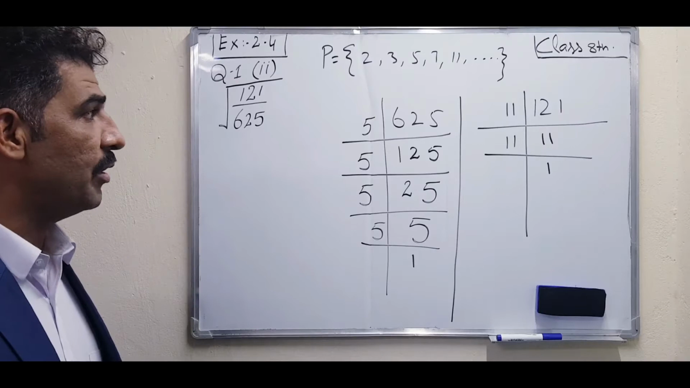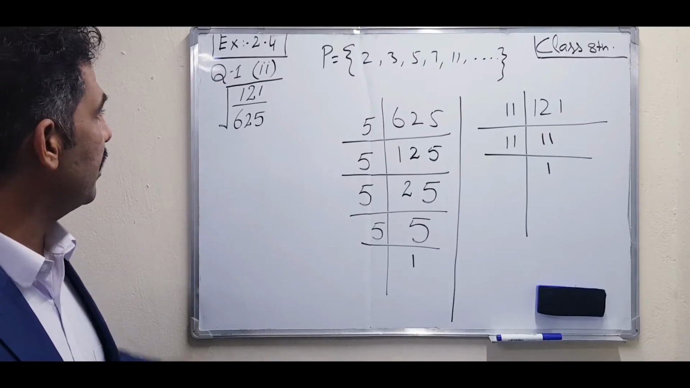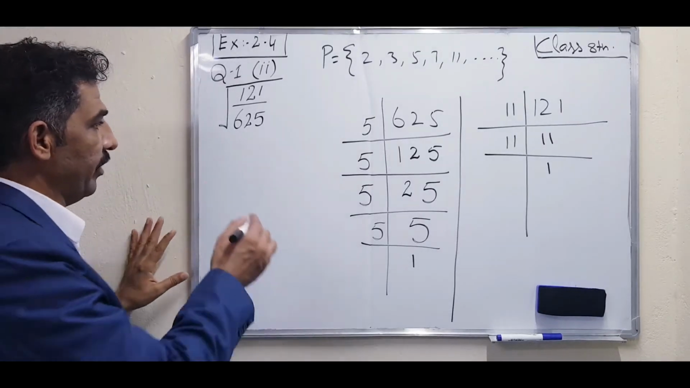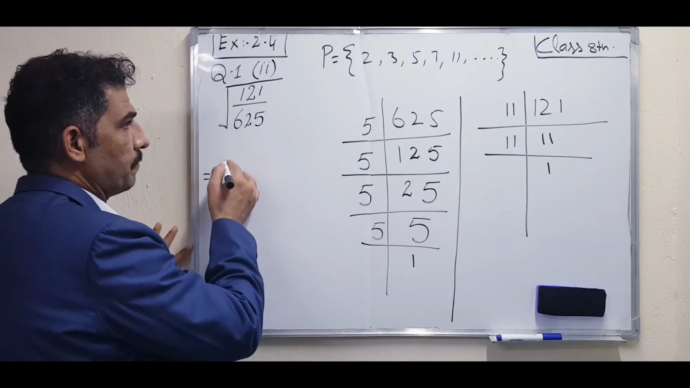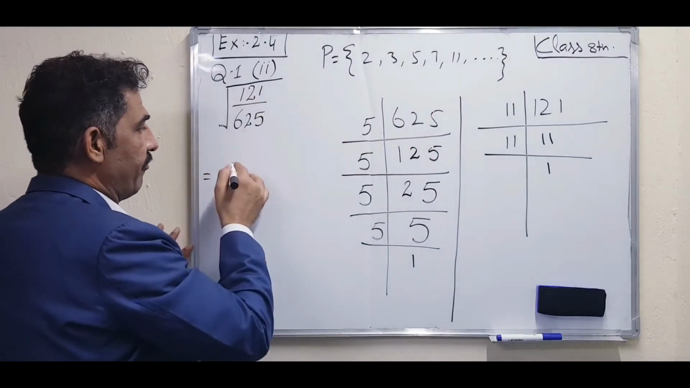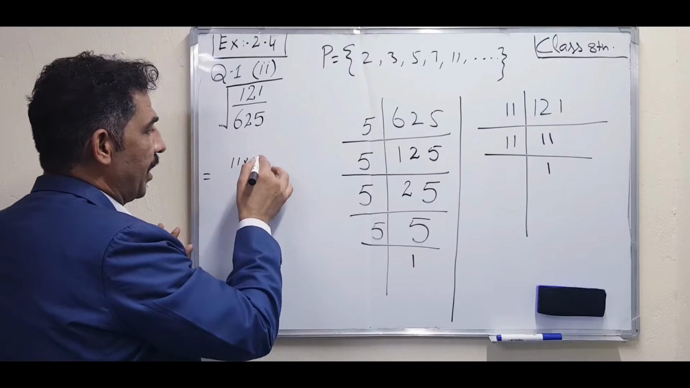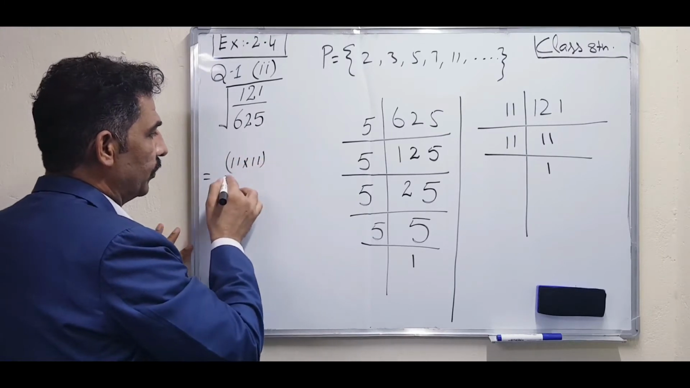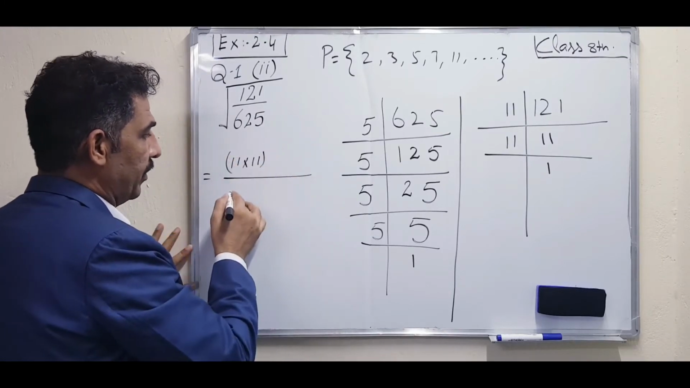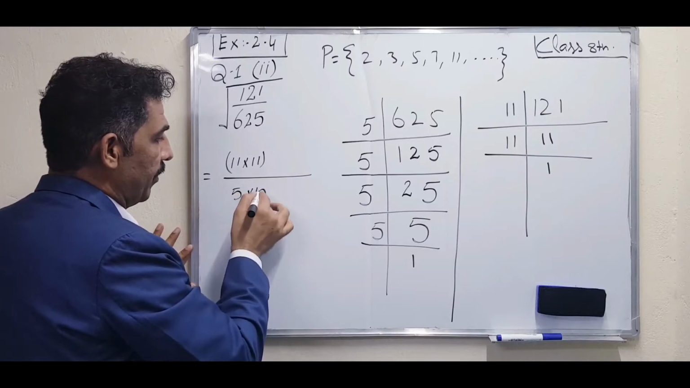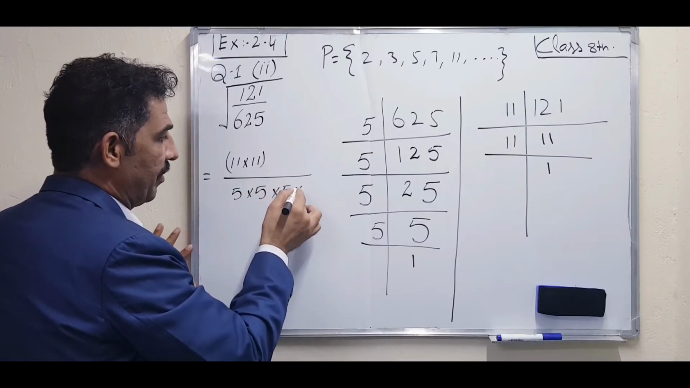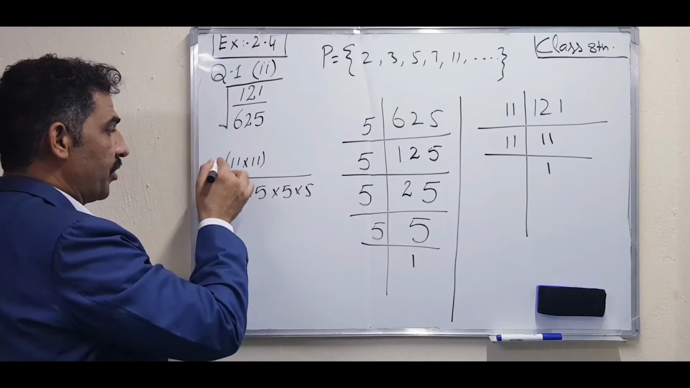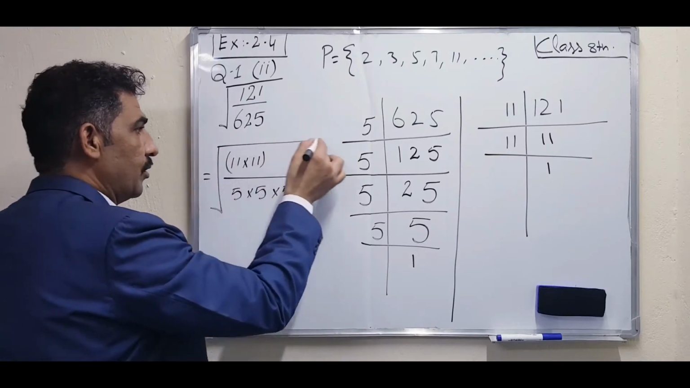We have found the factors. These are the prime factors. We have to put their values in the square root. 121 is 11 multiplied by 11. The denominator is 5 multiplied by 5 multiplied by 5 multiplied by 5, four times. The root is the same.